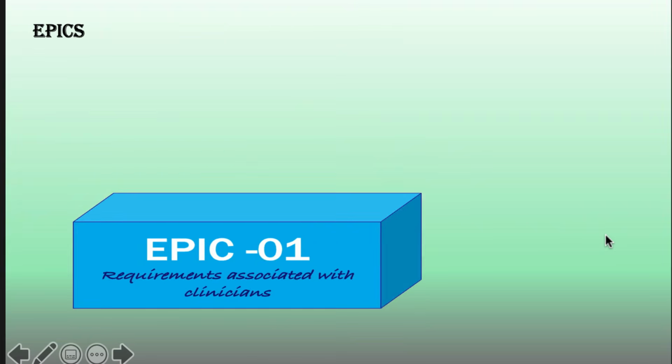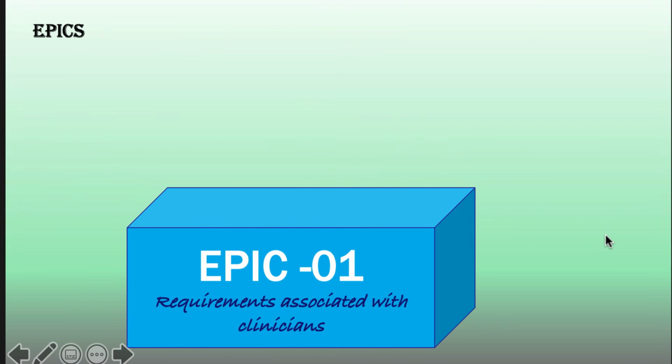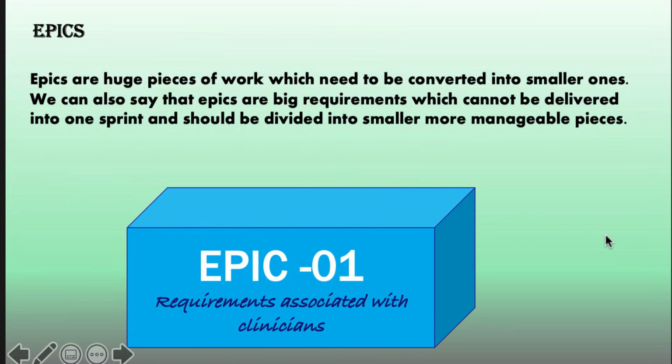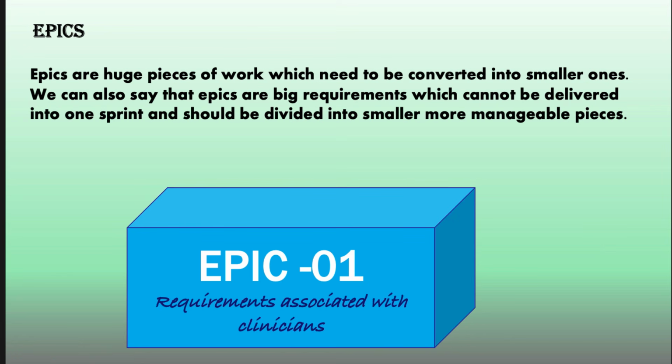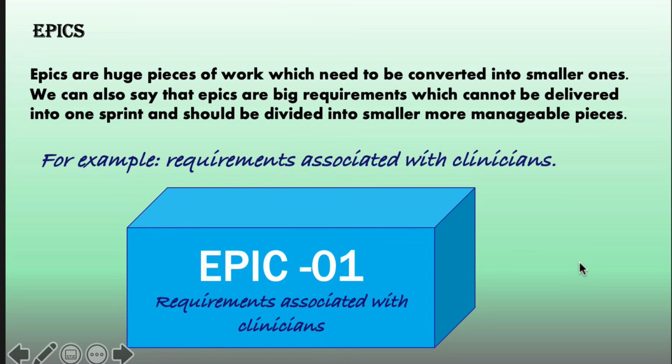Next topic up for discussion is what are epics, user stories, tasks, and bugs. Let's start with epics. Epics are huge pieces of work which need to be converted into smaller ones. We can say that an epic is a big requirement which cannot be delivered in one sprint and should be divided into smaller and more manageable ones which can be completed in multiple sprints. For example, in a clinical management system, requirements associated with clinicians is one epic.